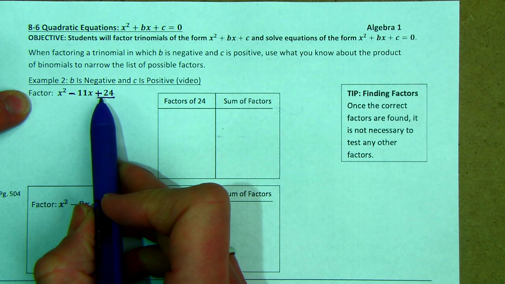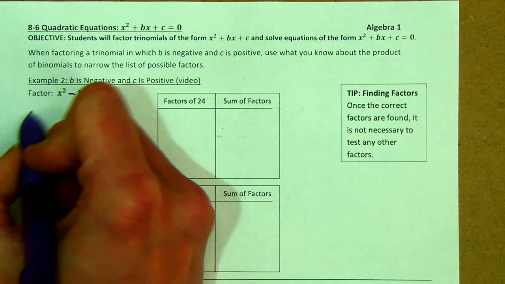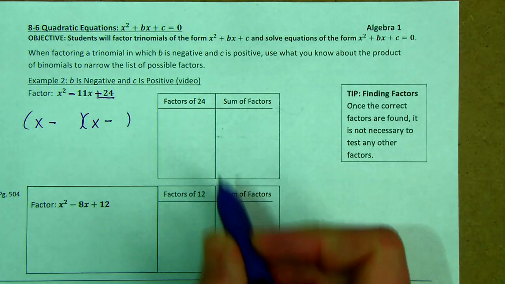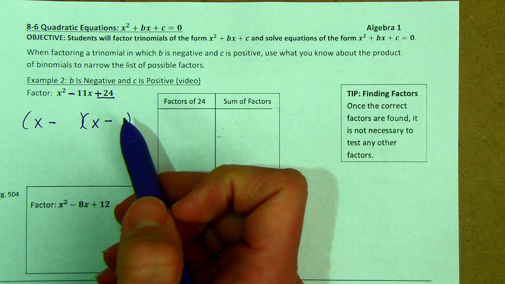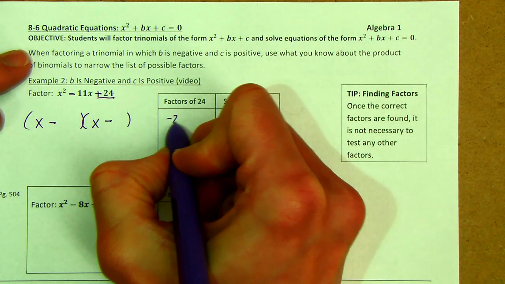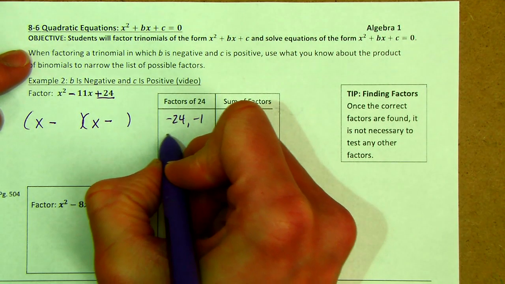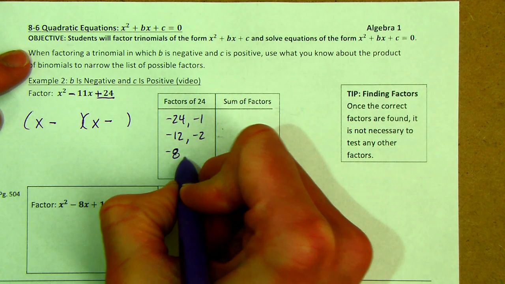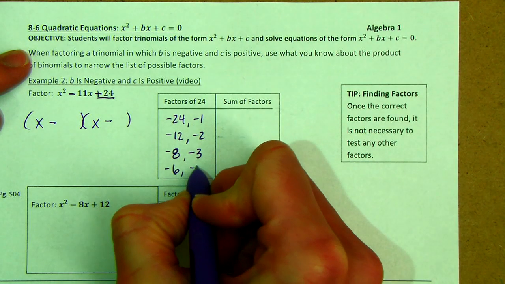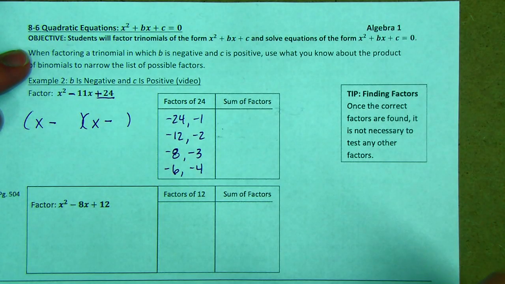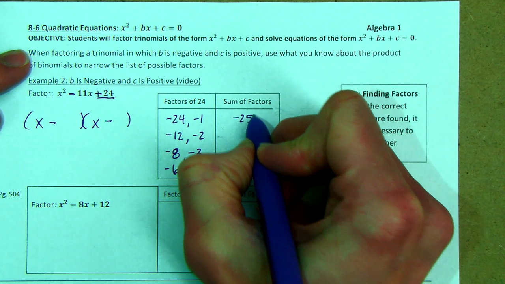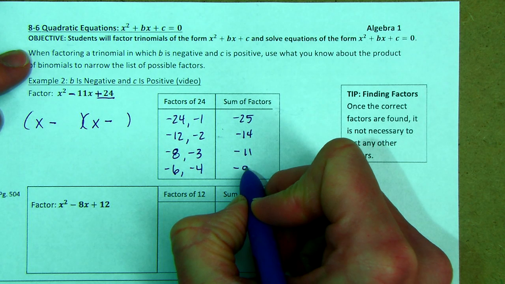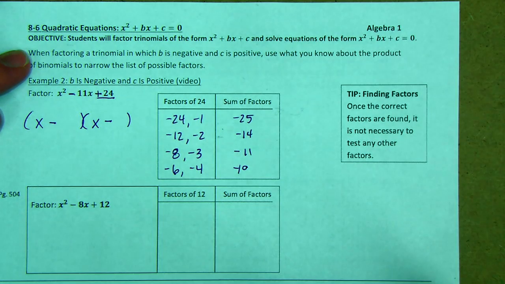So I still know it's x and x, but I know that they're both negative. And I'm still going to be adding them together because they'll both be negative. So let's talk about factors of 24. Negative 24 and negative 1. We've got negative 12 and negative 2. We've got negative 8 and negative 3. We've got negative 6 and negative 4. So many factors of 24. And their sums would be negative 25, negative 14, negative 11, and negative 10. There you go. And notice it is negative 11, so I know it's going to be a minus 8 and a minus 3.